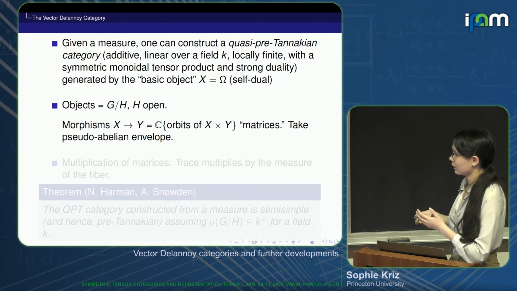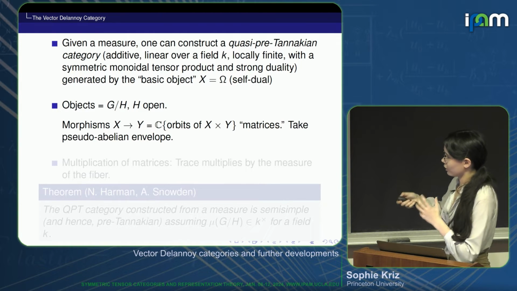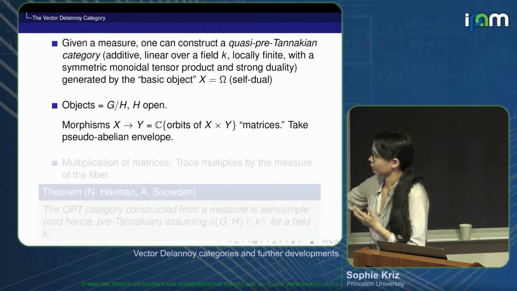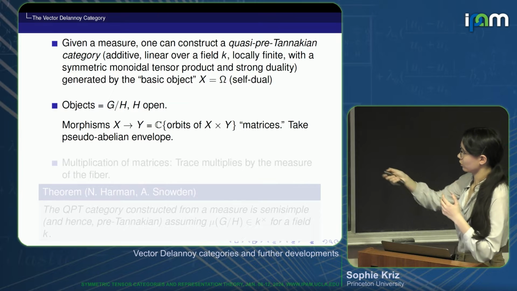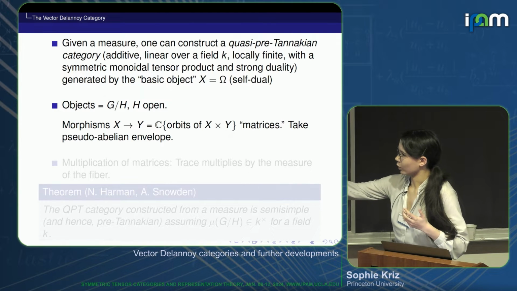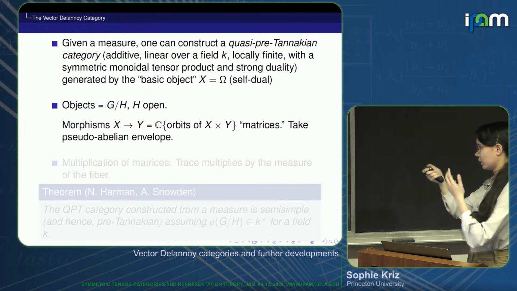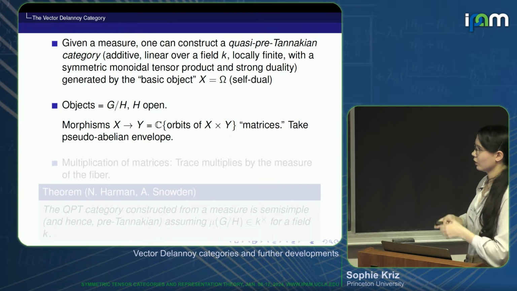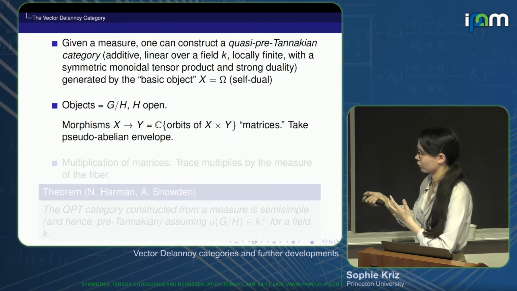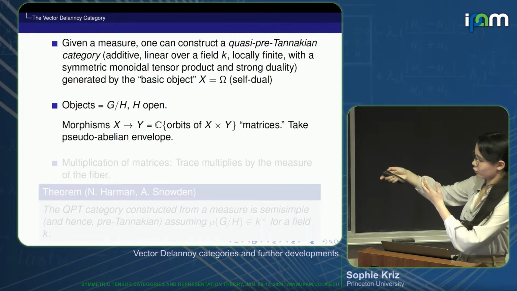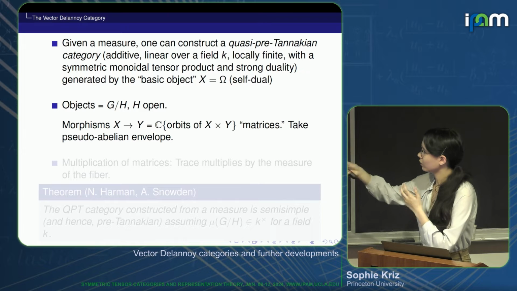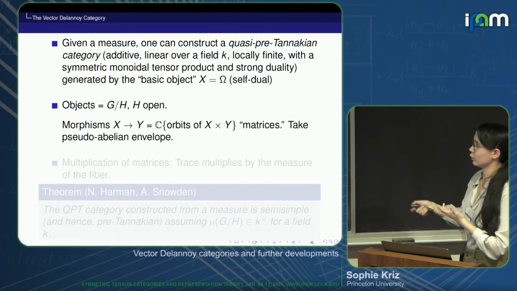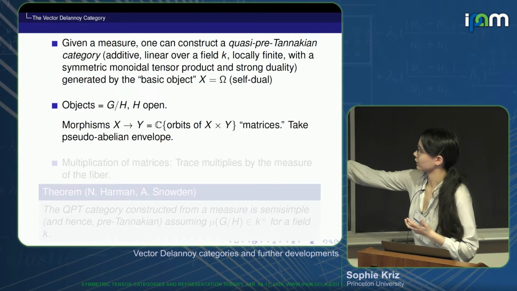Just to review how this is done, we consider this permutation category. This is slightly incorrect. We want to consider objects to be finite disjoint unions of orbits, so these finitary G-sets, and then morphisms will correspond to some C-vector space on orbits of the product of the source and target, in other words, these matrices. And given this permutation category, we then want to take the pseudo-abelian envelope to in fact get a quasi-Pretinakian category.